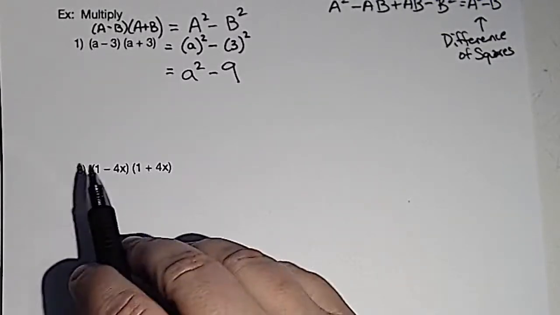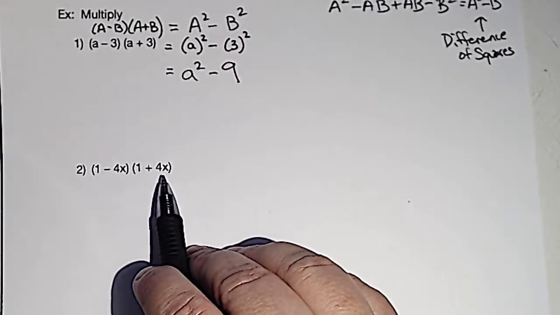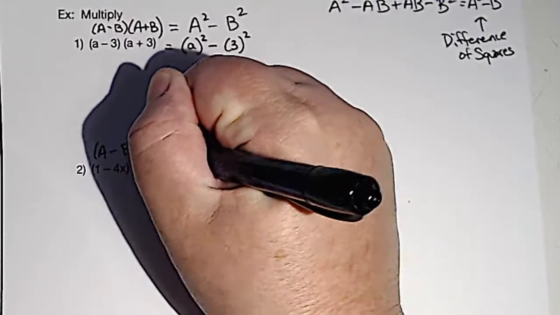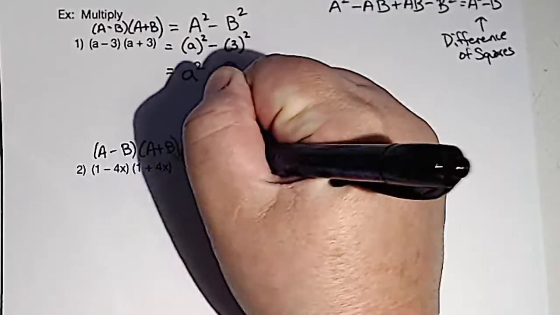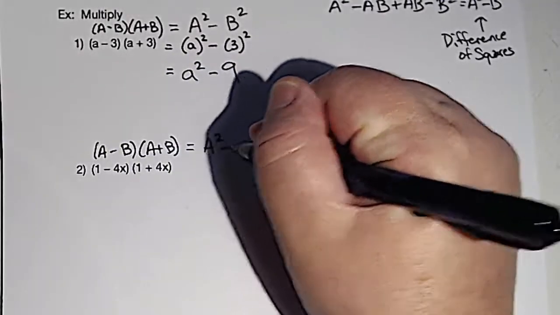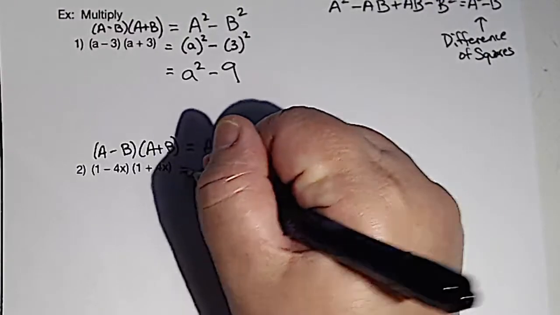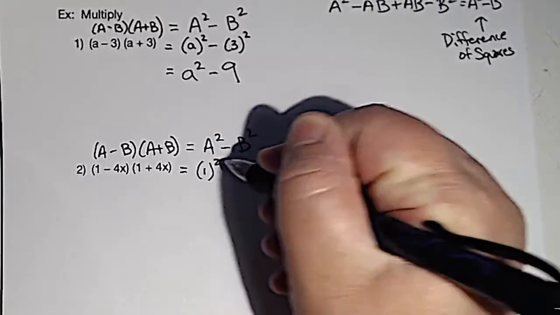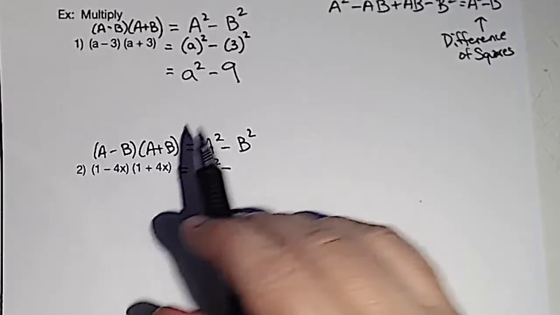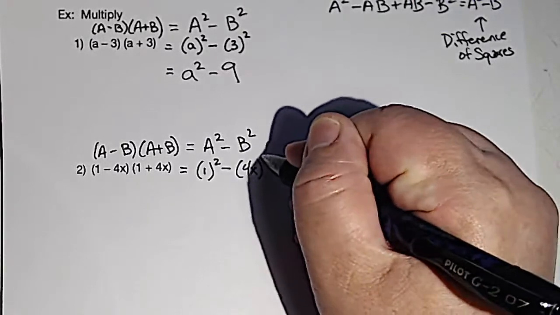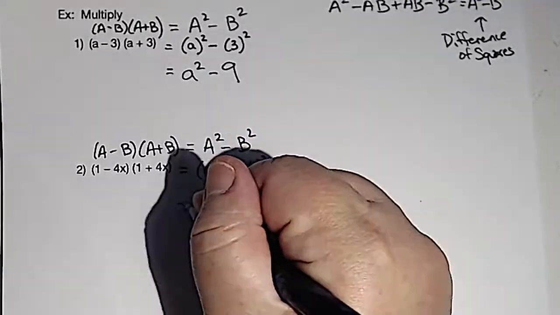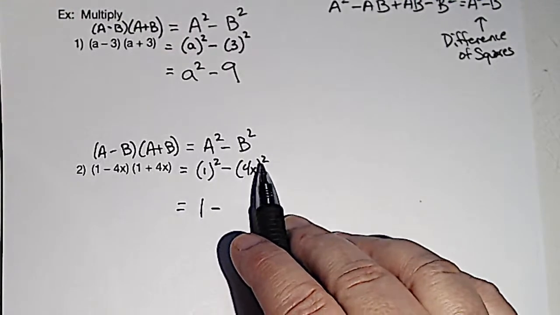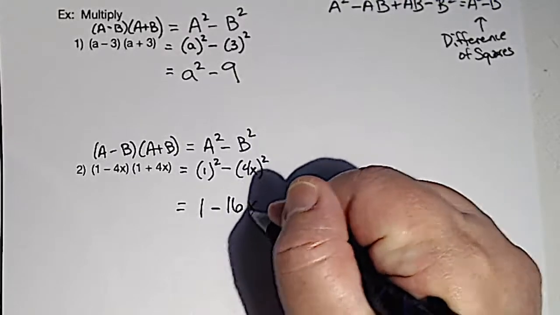Okay, again, 1 minus 4x, 1 plus 4x. I've got a difference and a sum. I've got an a minus b and an a plus b. So altogether, that'll give me a squared minus b squared. Capital A lines up with the 1. So I've got 1 squared. The capital B lines up with 4x. So I'm going to put all of 4x together into a square. So then I get 1 minus, and then this, you have to square both. So the 4 squared is 16, and the x squared is x squared.